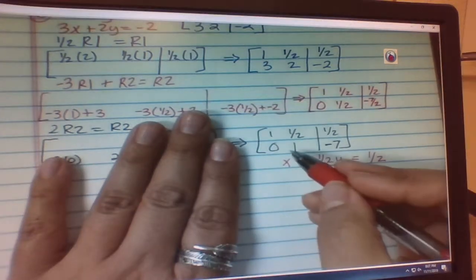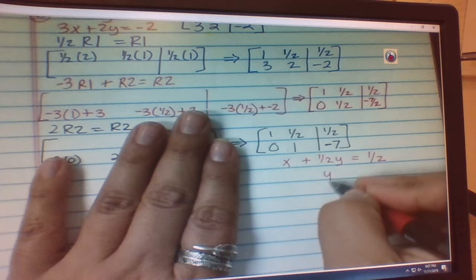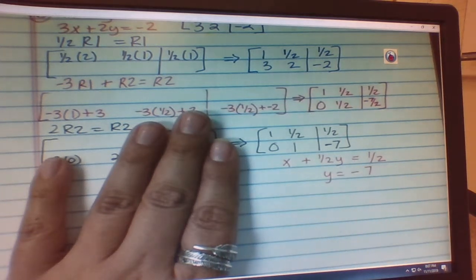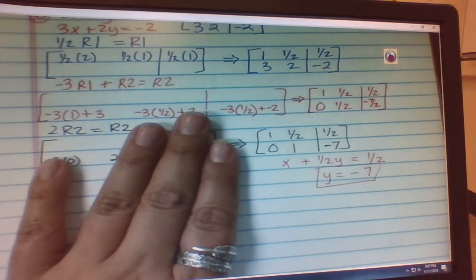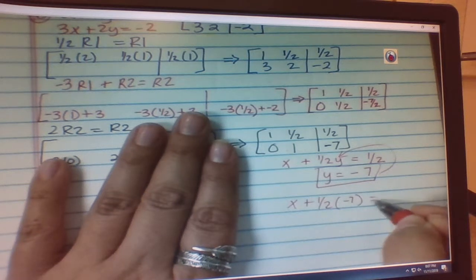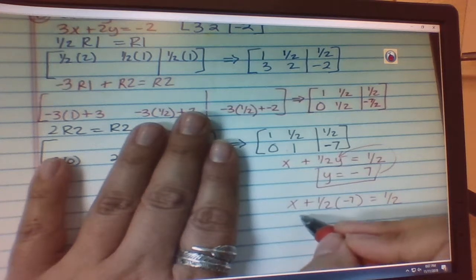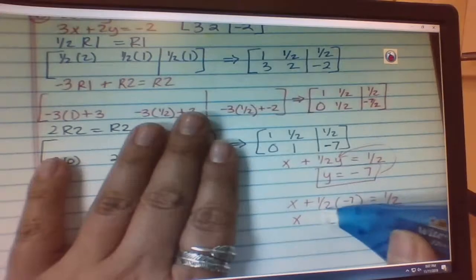But I also know that, who's this again? Y. Y equals what? -7. So you already know one answer, but you're still looking for x. So where do I put this in? Mix it. So I have x plus 1/2 times -7 equals 1/2. 1/2 times -7 is -7/2.